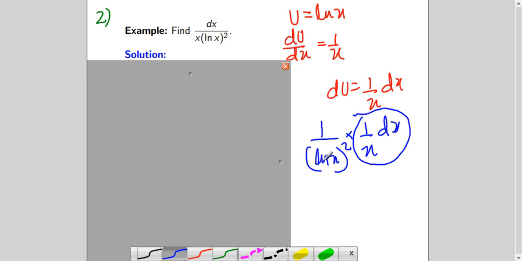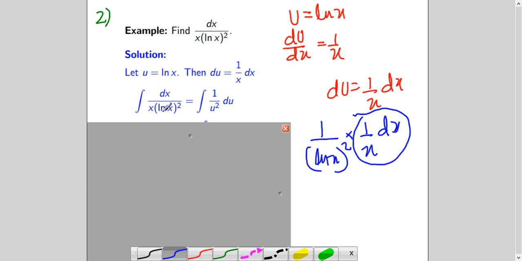And this is already u, because this is what we have taken in the beginning, that ln x equals u. So it will become 1 over u square. So the whole function will become 1 over u square du. And I have explained to you why.